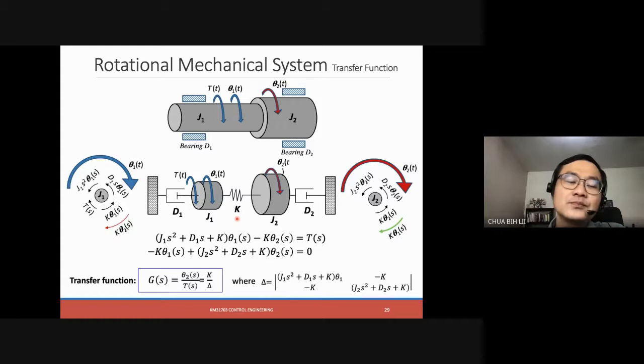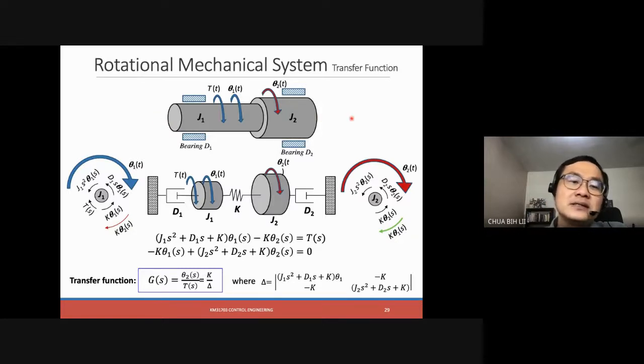Okay, because of that we can assume that here there are two bearings that act as the support of the two ends of the shaft itself. This bearing we assume as a damper over here, similar to the frictional force, right? So we assume that as a damper. So we have D1 and D2 on both sides, even though this is the same shaft.